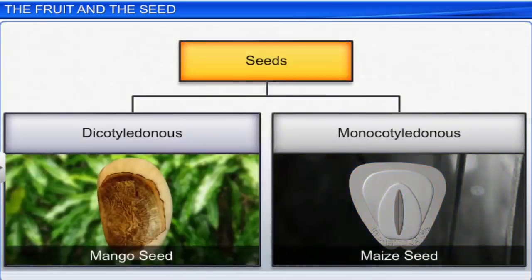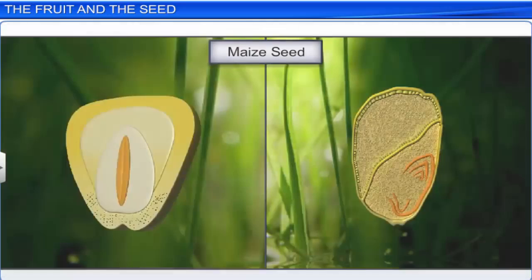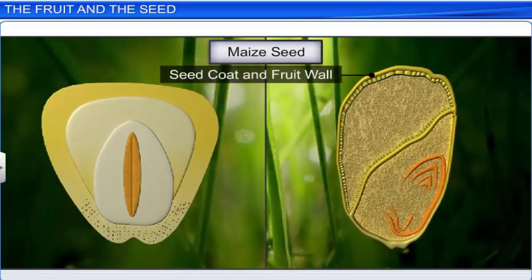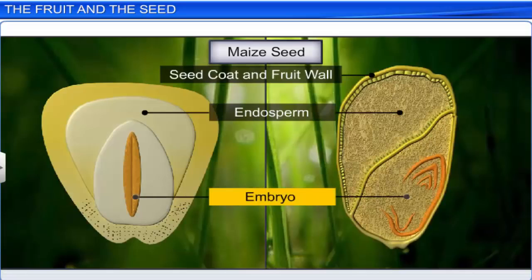Like dicotyledonous seeds, the outermost covering of monocotyledonous seeds is also known as the seed coat. For example, the maize seed has a membranous seed coat that is usually fused with the fruit wall. Moreover, like dicotyledonous seeds, monocotyledonous seeds can be endospermic as in maize or non-endospermic as in Cymodocea. The endosperm of maize is bulky and stores food, while the embryo is tiny and is placed in a groove at one end of the endosperm.